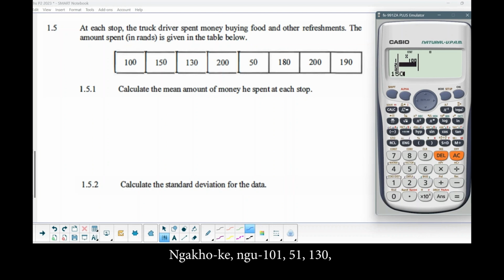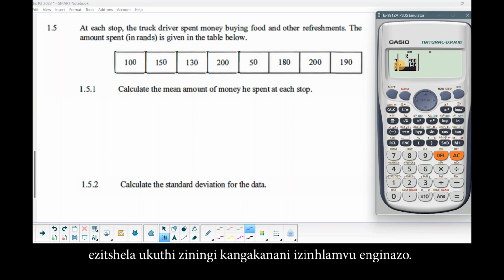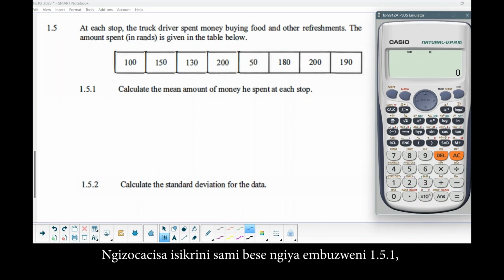150, 130, 200, 50, 180, 200, and 190. So there's 8 different values entered into the table. That tells us how many data elements I have. Just like before, I'm going to clear my screen. And let's look at 1.5.1.